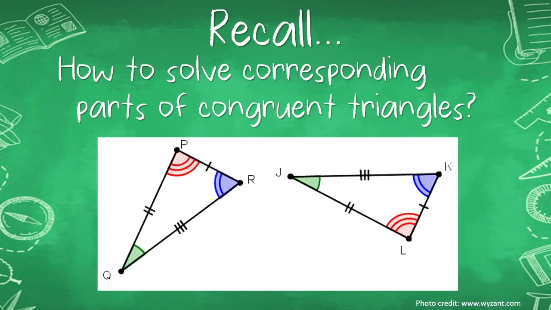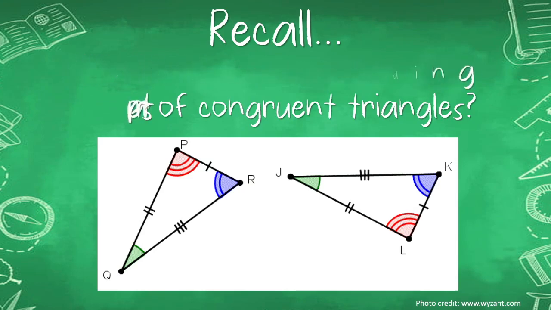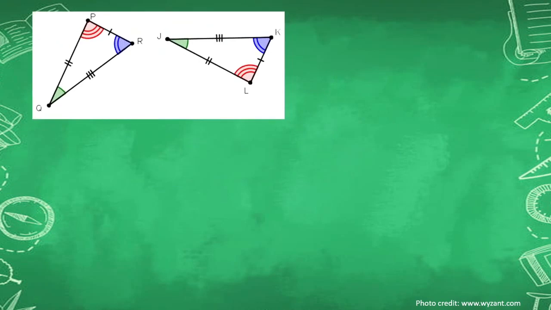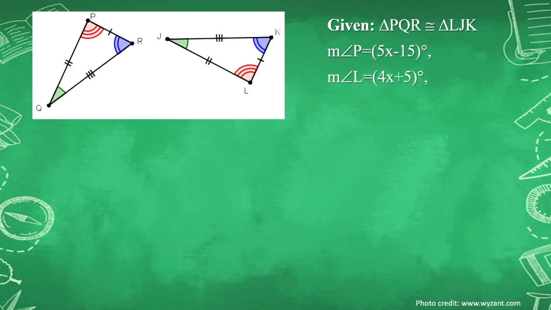How about solving corresponding parts of congruent triangles? Let's use this example in which we were given triangle PQR is congruent to triangle LJK. Also, angle P is equal to 5x minus 15 degrees. Angle L is equal to 4x plus 5 degrees, and angle Q measures 2x minus 5 degrees. What is the value of x and the measure of angle J?